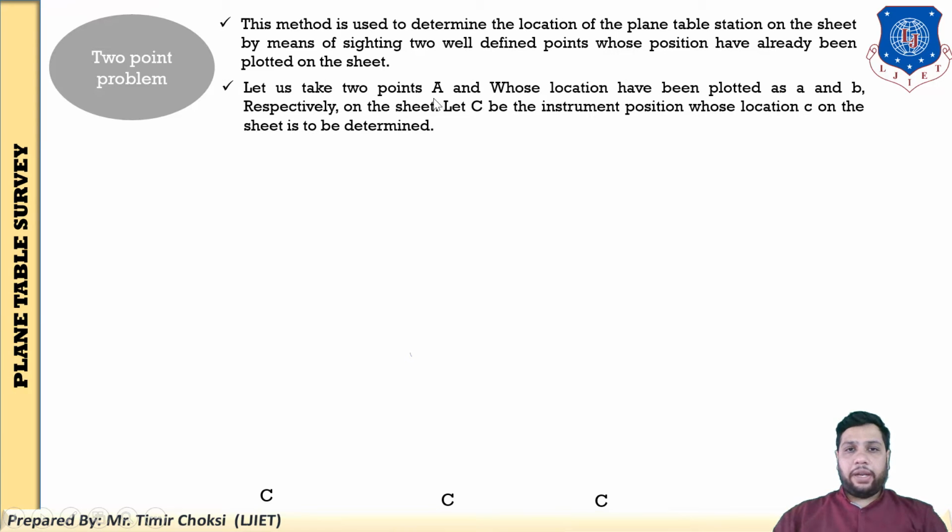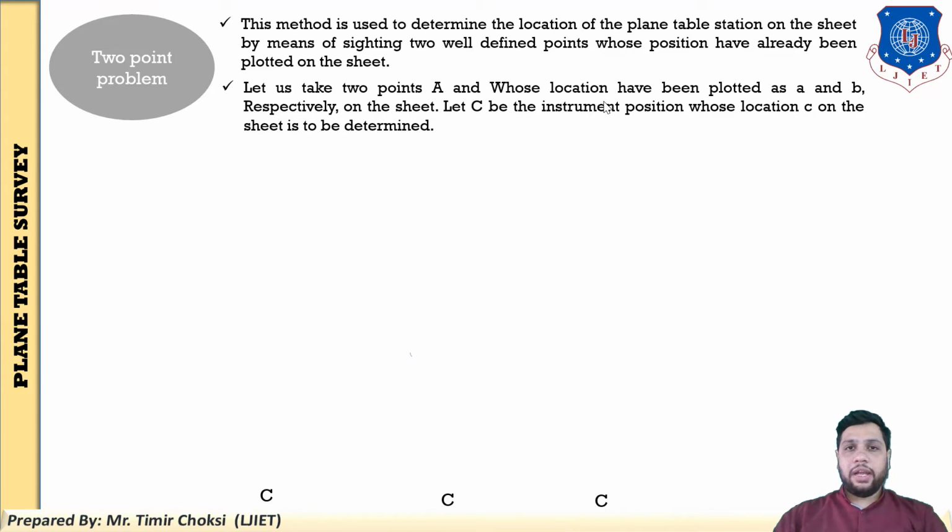Let us take two points. Which two well-defined points are given? Capital A and capital B. Let us take two points A and B, whose locations have been plotted as small a and small b respectively on the sheet. Let C be the instrument position, whose location small c on the sheet is to be determined. Capital A and capital B are the ground station points, whose locations have already been plotted on the drawing sheet as small a and small b.